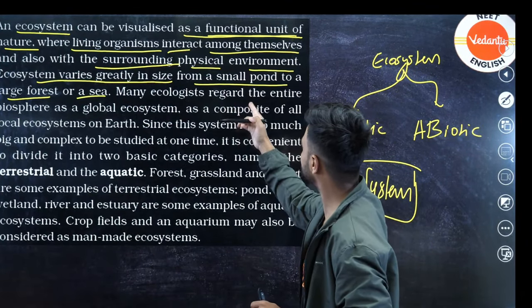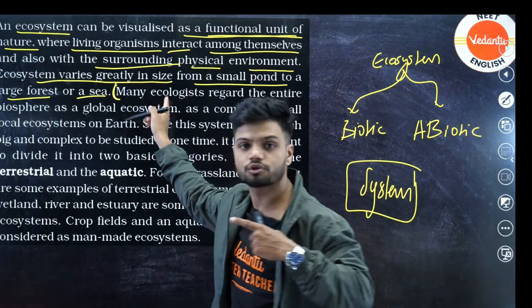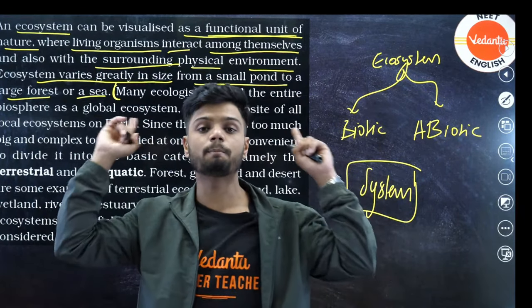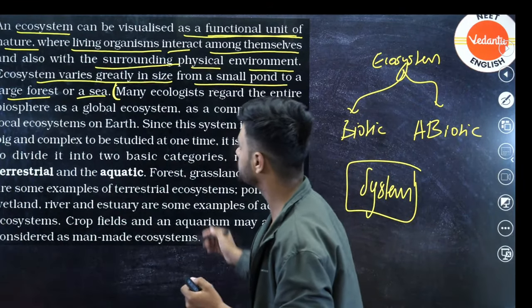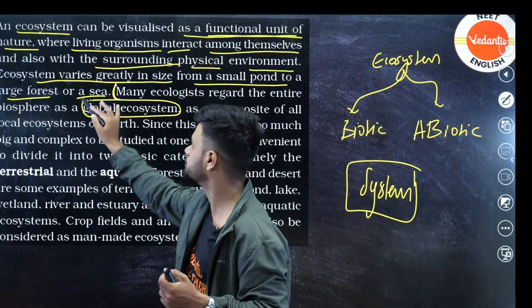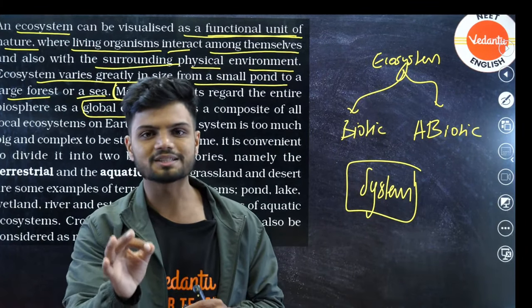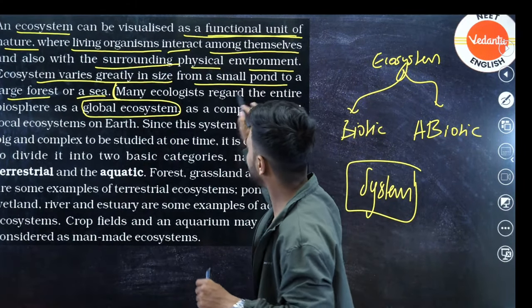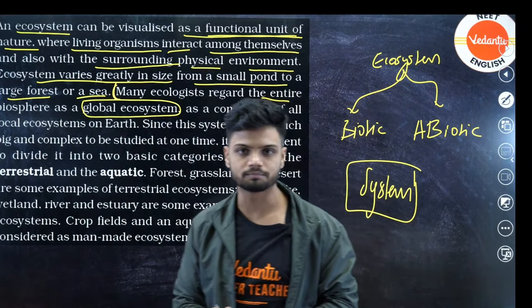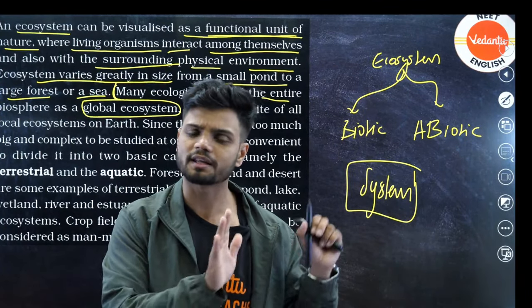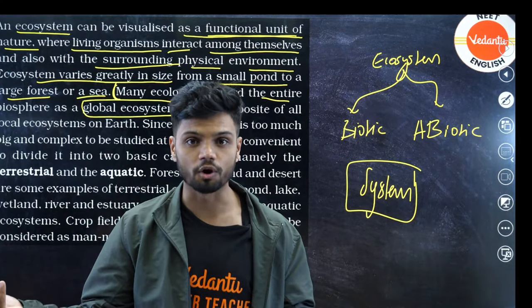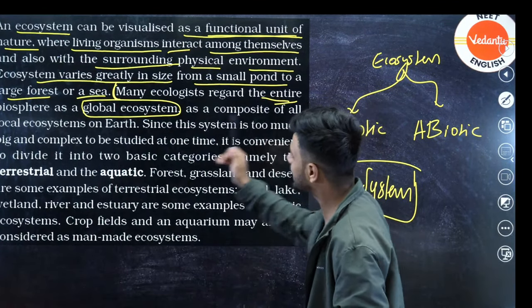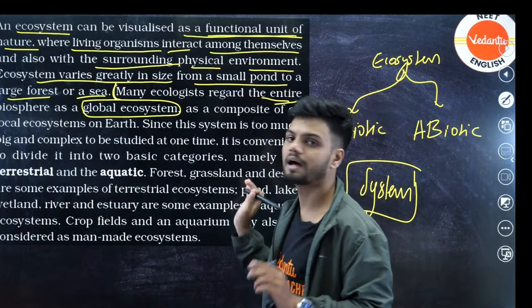Many ecologists regard the entire biosphere, that is the earth, as a global ecosystem. See, this also is an important line, and can be asked as a question. If I ask you an assertion-reason question, the assertion says that the entire biosphere is a global ecosystem. The reason can be true or false. Is the assertion true? You'll be like, yes, sir, the assertion is true. That is, the entire biosphere is a global ecosystem.